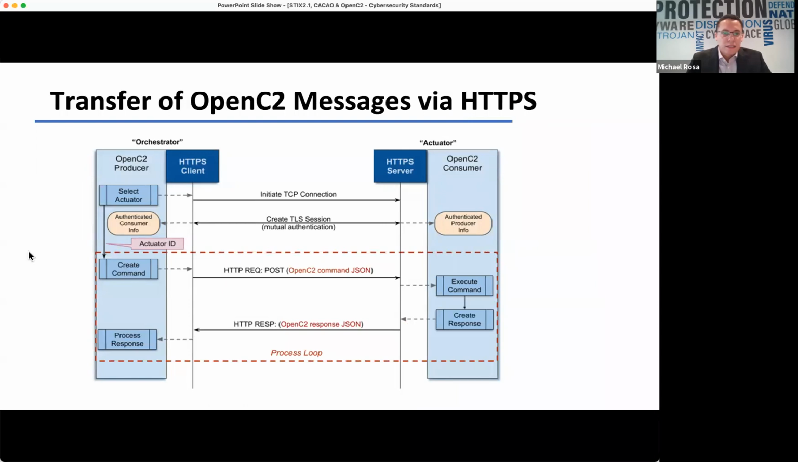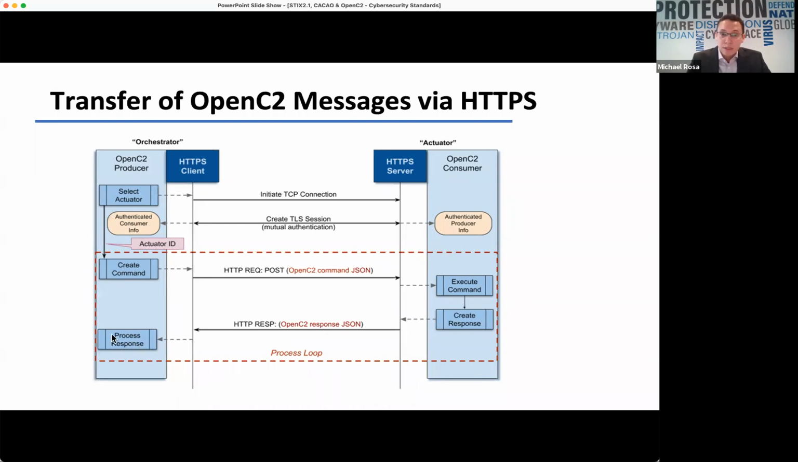We defined the first transfer specification for OpenC2 messages over HTTPS. And you'll see here we have an orchestrator and an actuator being shown on this diagram. The OpenC2 producer being the one that typically produces the command, and the actuator being the consumer, the one who receives the command and acts upon whatever that is. And in some cases, be able to respond back to the orchestrator depending on how that is.